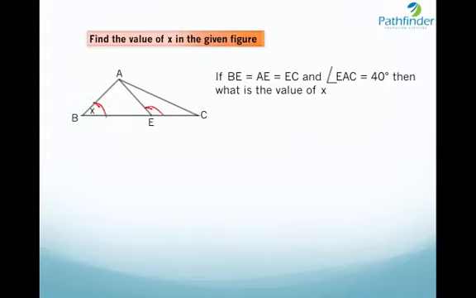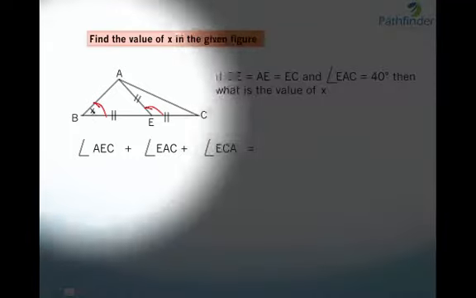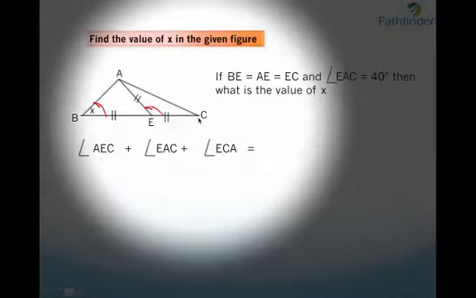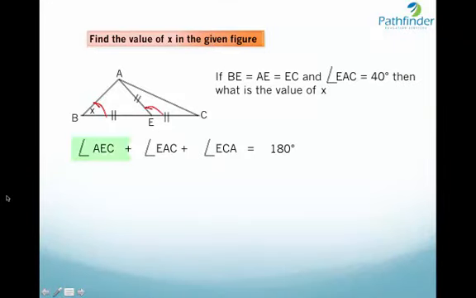Now let us mark out all the equal sides on the triangle. So we have BE, AE and EC as equal. Next, we all know that angles opposite equal sides in a triangle must be equal. This is a simple property which we have studied before. In triangle AEC, angle AEC plus angle EAC plus angle ECA is equal to 180 degrees, because the sum of angles of a triangle is 180 degrees.